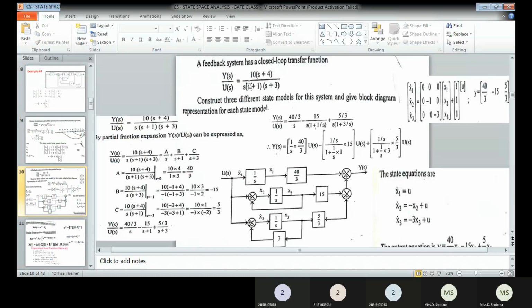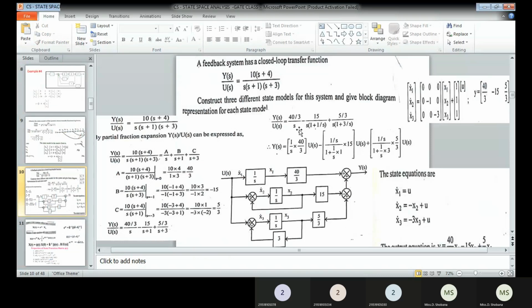In this transfer function, you can see the numerator has an s plus term. Whenever the numerator has an s plus term, we can use two methods. One is applying the partial fraction method. So we take Y of s divided by U of s and apply the partial fraction: A divided by s plus B divided by s plus 1 plus C divided by s plus 3. Determine the A value, B value, and C value. The A value is 40 divided by 3, the B value is minus 15, and the C value is plus 5 by 3. Just determine that and substitute it into Y of s.